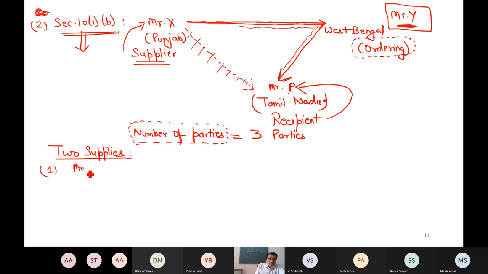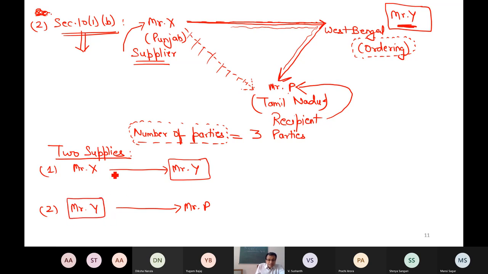One supply is happening from Mr. X to Mr. Y. Delivery might be a different concept. And the second supply is happening from Mr. Y to Mr. P. So technically Mr. Y is common. Supply is happening through these channels, this and then this. Delivery may be direct. Is the point clear?